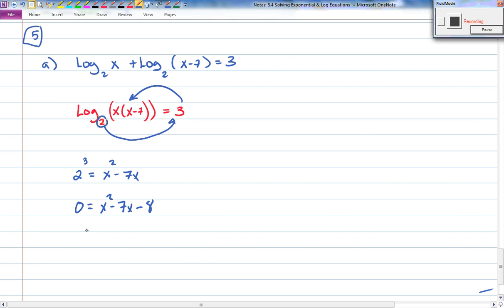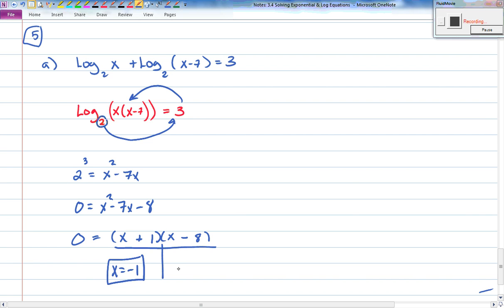All right, so what we're left with is nothing more than a quadratic. So we're going to say 0 is equal to, well, we can factor this quadratic. X and 8 and 1. Let's see here, they both have to be a minus sign and a plus sign. So I can use the zero product property and say that x either has to be negative 1 or x has to be positive 8.